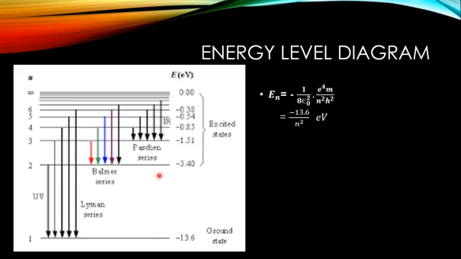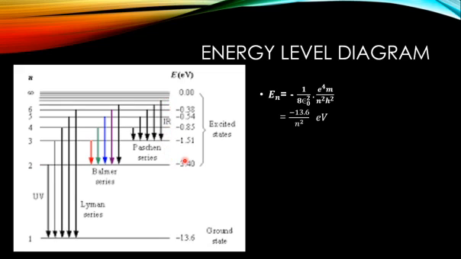And what other inferences can you make from here? The difference between the second orbit and the first orbit is almost 10.2 electron volts, while the difference in energy between the third orbit and the second orbit is 1.9. So 10.2 has reduced to 1.9. As we go higher and higher with the increase in n, the energy levels are getting closer.